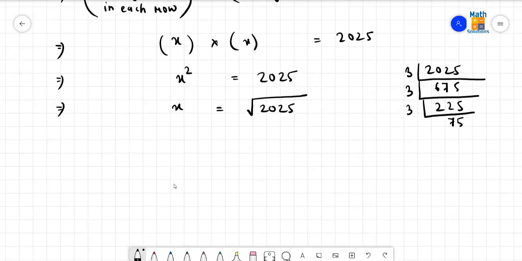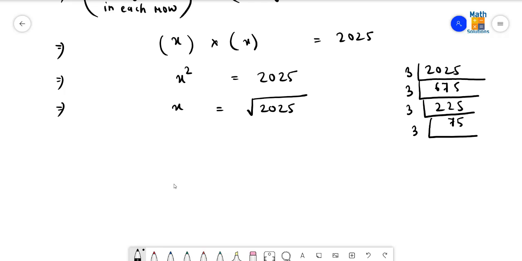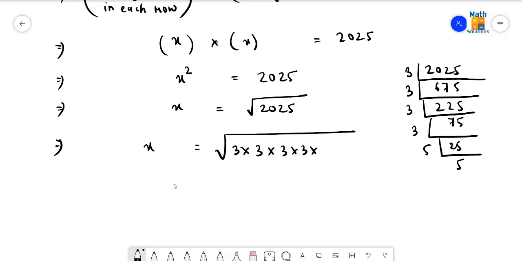Then again by 3 it will be divisible, 75. Then further, what do I get? Again by 3 it is divisible, 25. Here it is 5, 5. So in total I am getting these factors. So under the root sign, 3 into 3 into 3 into 3 into 5 into 5. So from each pair I am taking out one number. So I get x is equal to 3 into 3 into 5. So my answer will be x is equal to 3 3s are 9, then 9 5s are 45.